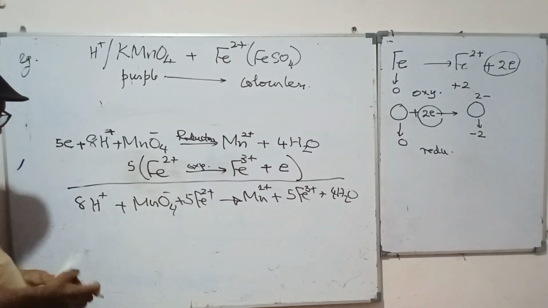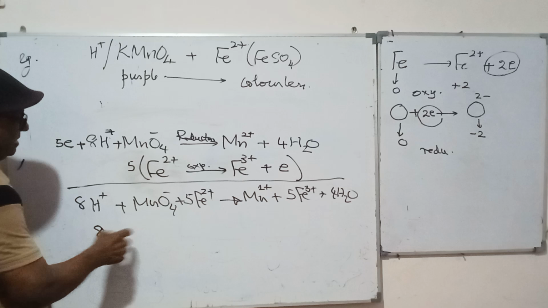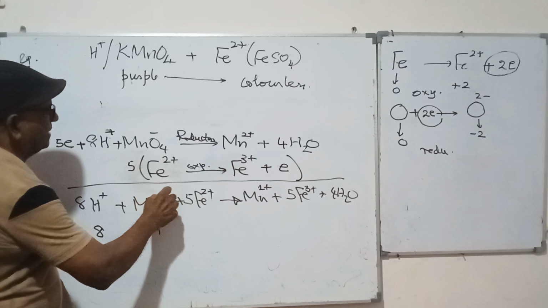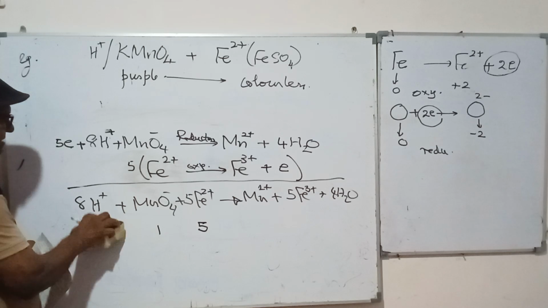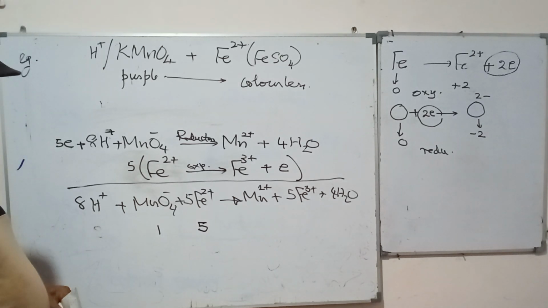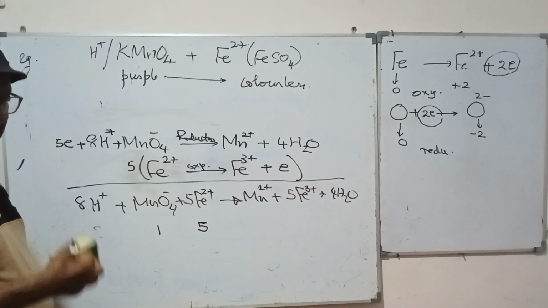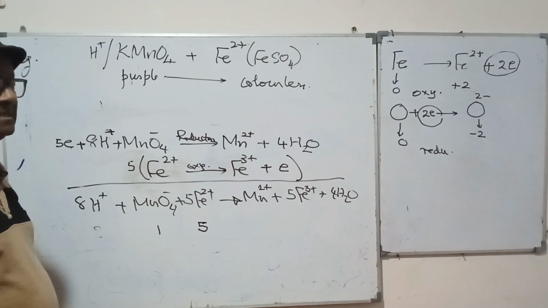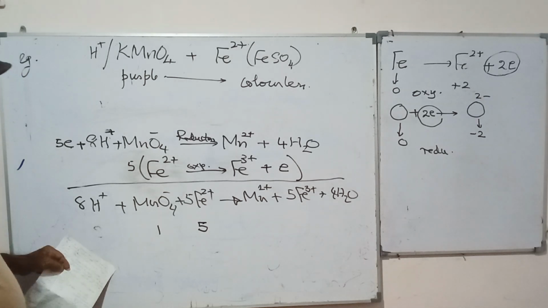So it is clear that 1 mole of MnO4 minus reacts with 5 moles of Fe2 plus. It occurs in the ratio 1:5. Then we can go through the calculations. I did this type of calculation in my previous videos. Okay? Then it is clear, no?